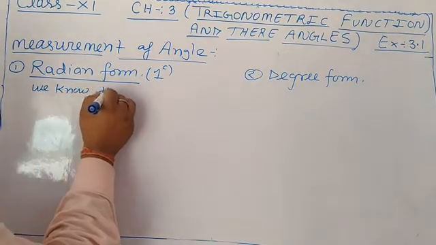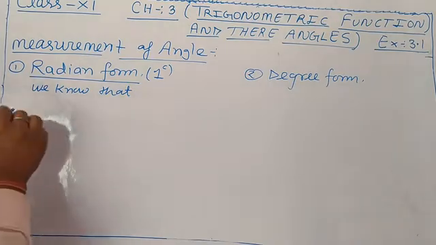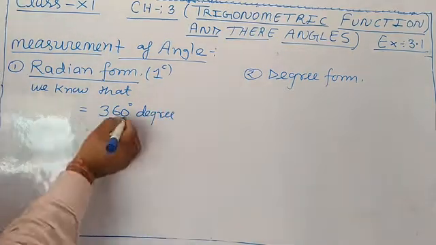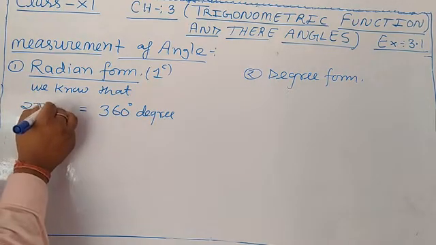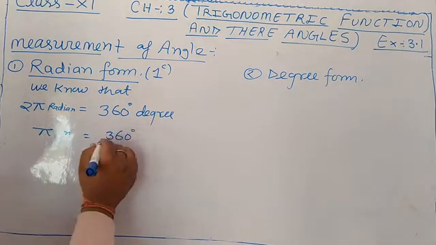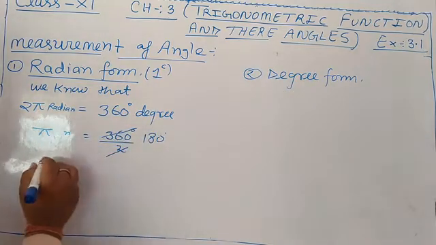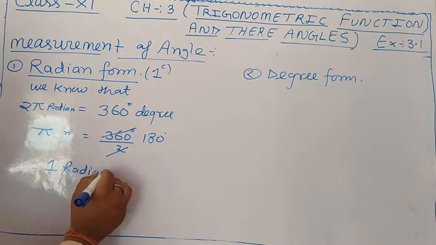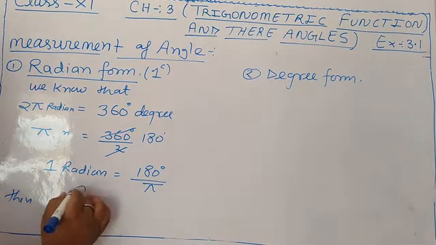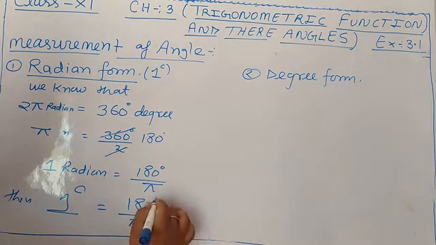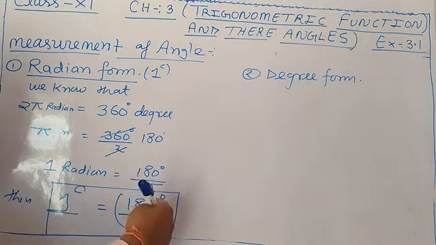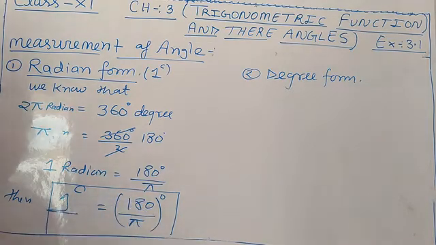We know that the angle at the center is 360 degrees, or 360 degrees is equal to 2 pi radians. Okay students, pi radian is equal to 360 upon 2, cancel out, 180 degrees. So 1 radian is equal to 180 upon pi in degree form. Okay students, this converts radians into degrees.